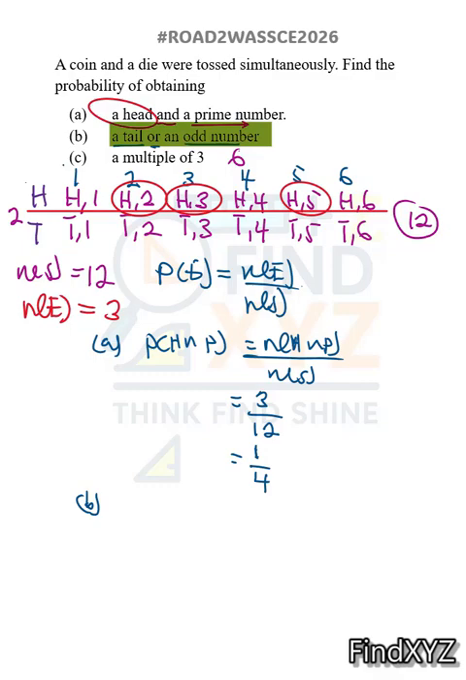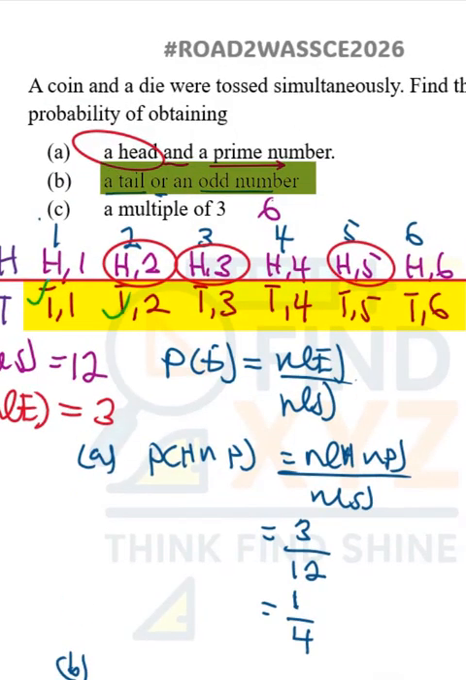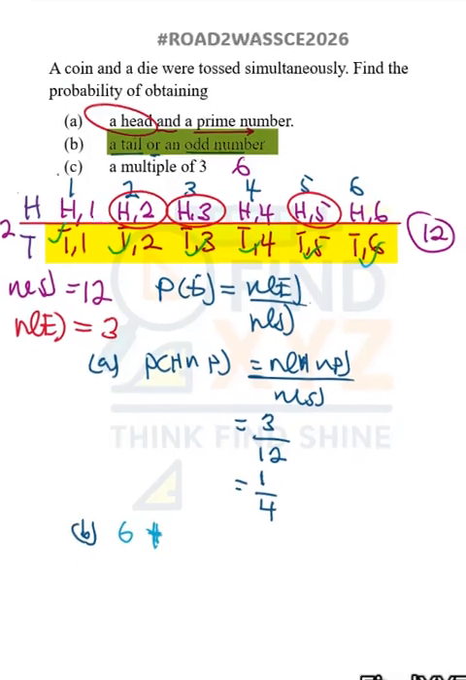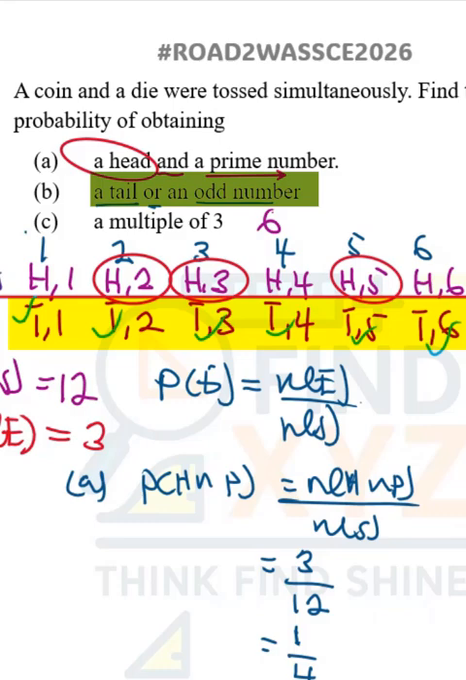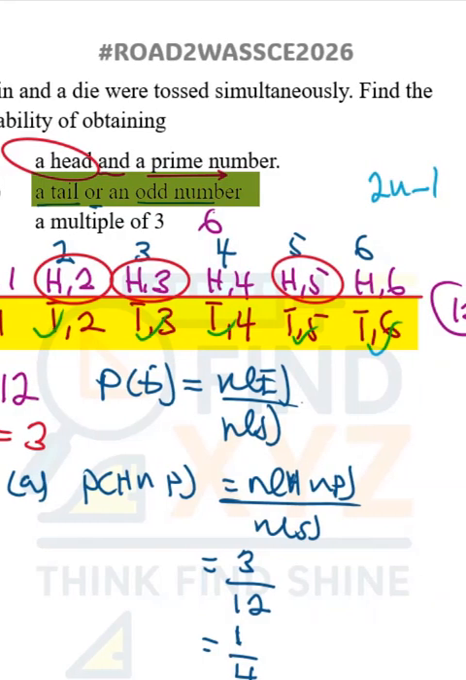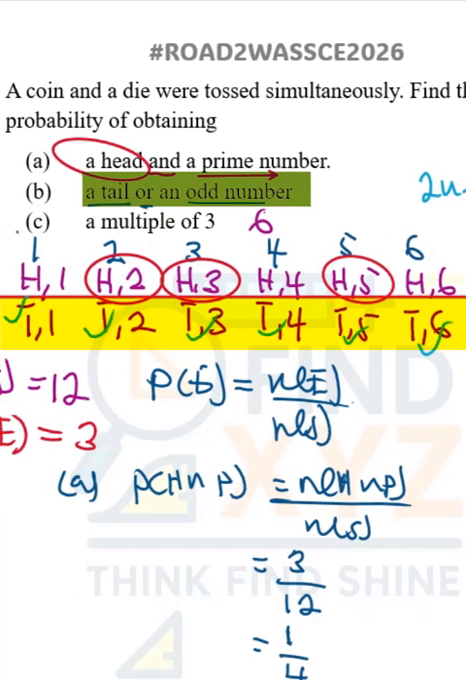All tails qualify: 1, 2, 3, 4, 5, 6. Right, so we have 6. Let's write it down here. Plus, let's look at odd numbers. Odd numbers are numbers in the format 2n minus 1. Any number that can be expressed as 2n minus 1 is an odd number. So 1 is an odd number, 3 is an odd number, 5 is also an odd number. So we have 1, 3, 5 with head, then 1, 3, 5 with tail. How many are they? There are 6 of them.